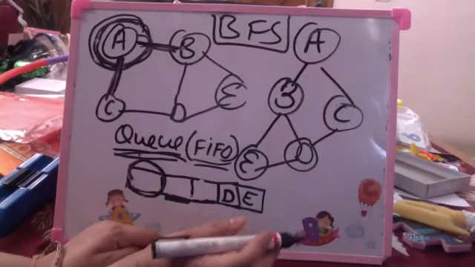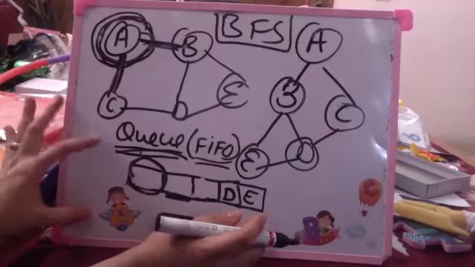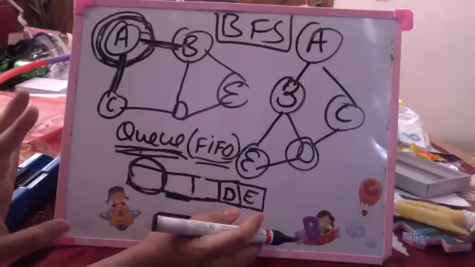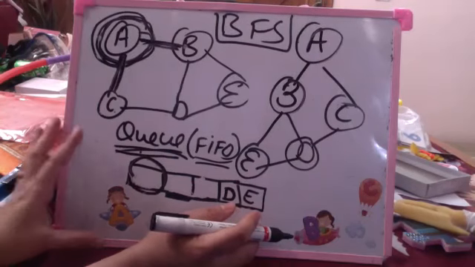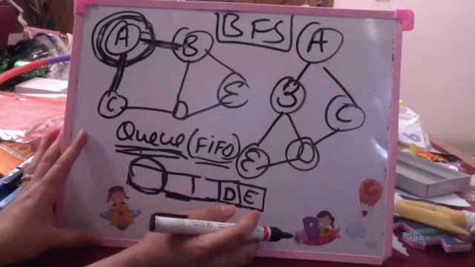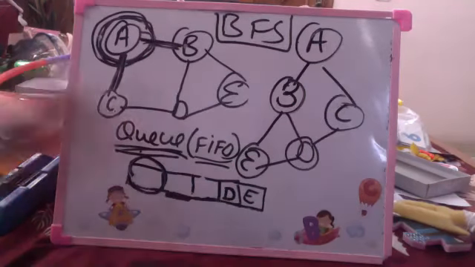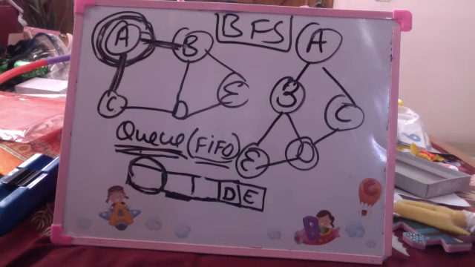Similar thing happens for all the other elements, and the process is repeated till the queue is not empty. Is the process clear? Basic process of breadth first search algorithm. Yes, ma'am. Now we'll understand this also by an example.